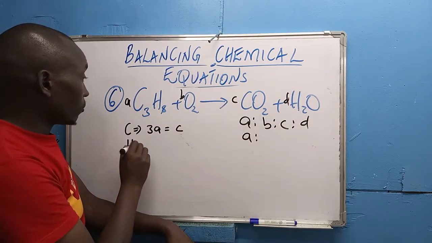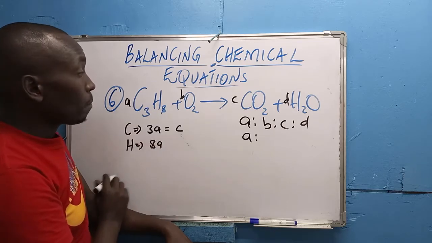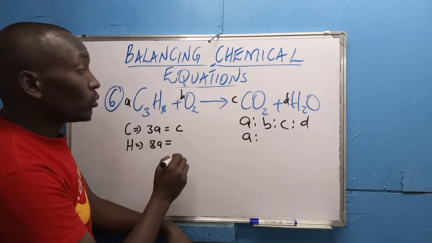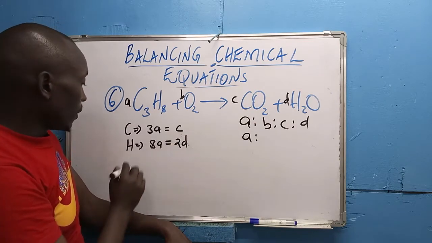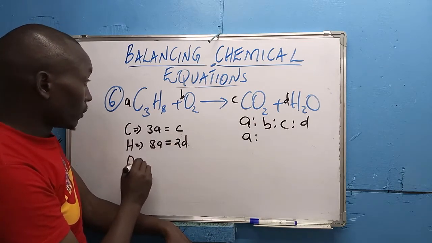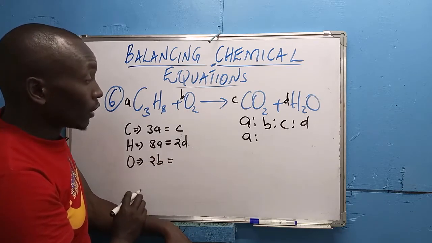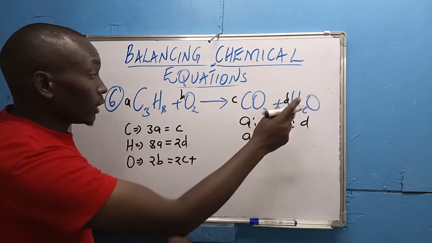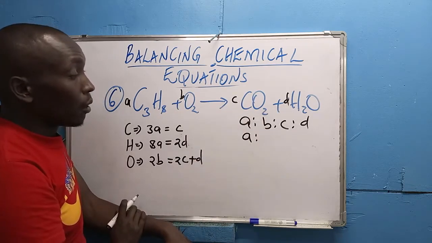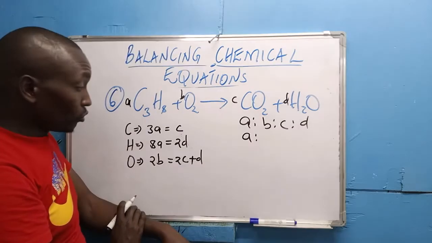Then we talk about hydrogen. 8A is equivalent to 2D. Then we go to oxygen. 2B is equivalent to oxygen on the other side, which is 2C plus D. Good. With that, I'm going to represent.